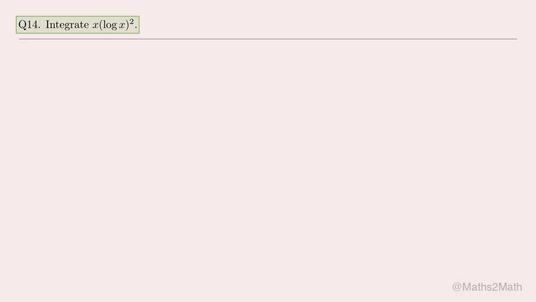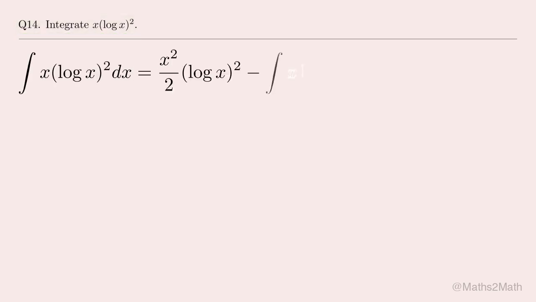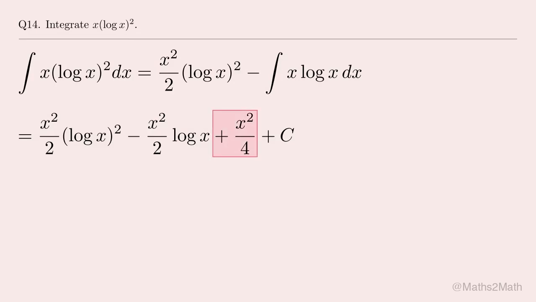Question 14. Log squared, parts then question 4 again. Two rounds, first round with the squared log. Substitute the earlier result for x log x.